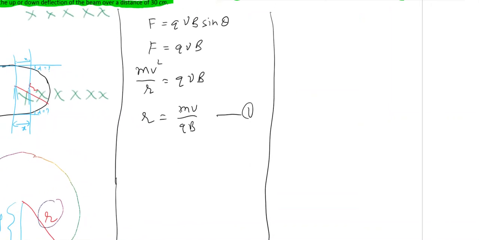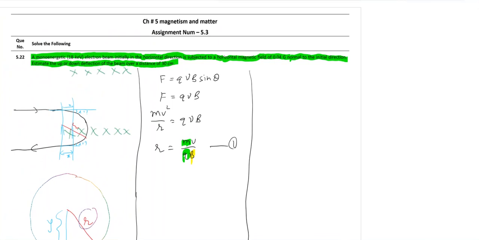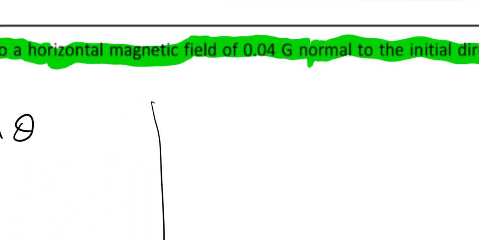So with this we will get the radius of curvature of the path, provided we have all these terms. What is m here? m is the mass of the electron. We are supposed to know that. Q is the charge of the electron, and B is the applied magnetic field. I think it is given, the applied field is 0.04 Gauss. So this is the B value.